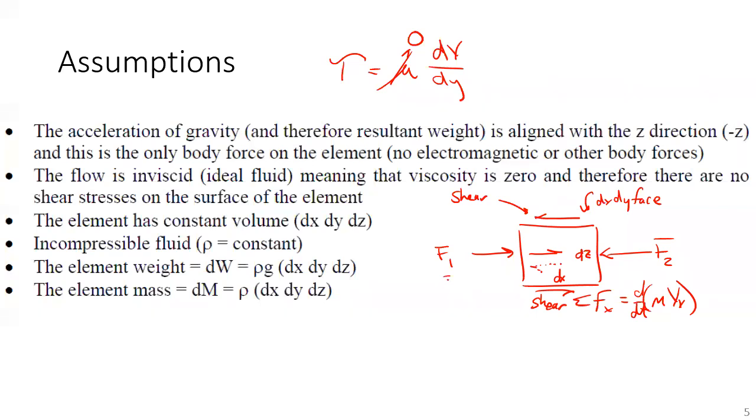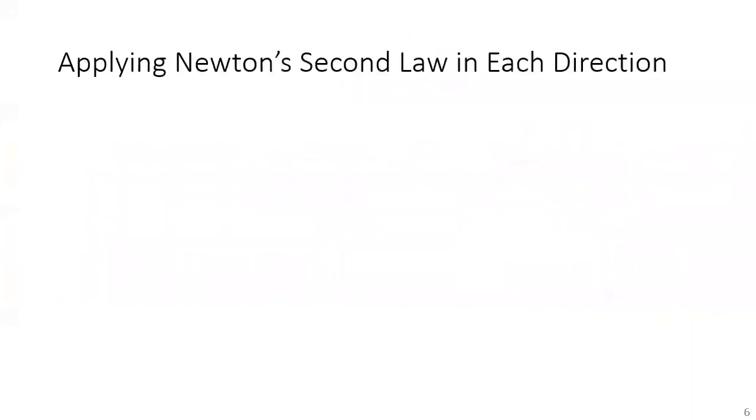The element weight, again, is on a differential scale, the specific weight, which is density times acceleration due to gravity, times volume. And by now, you should know what that is, gamma V. And then the elemental mass is just density times, again, the same volume, dx dy dz. So these are all the assumptions, and we'll revisit those after we get through this.